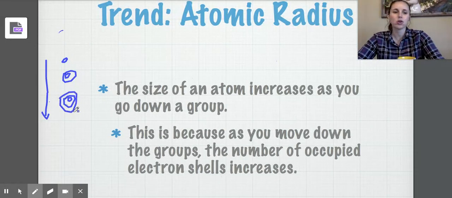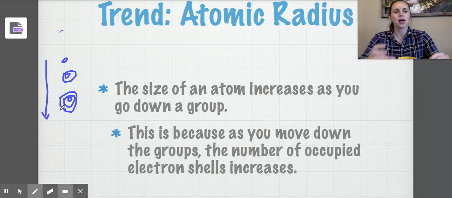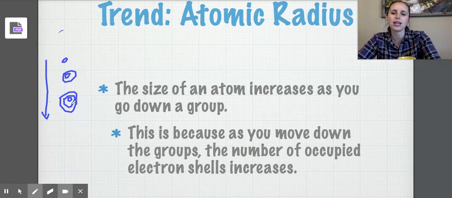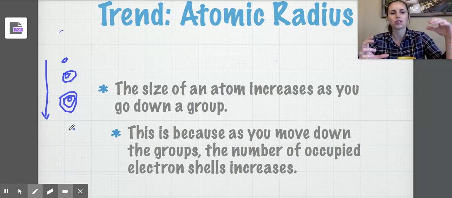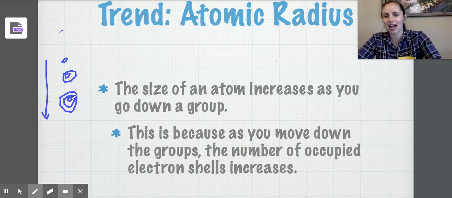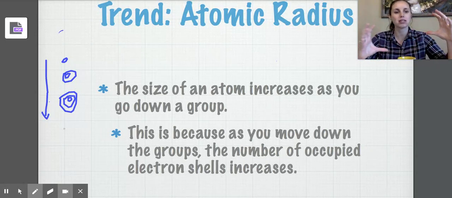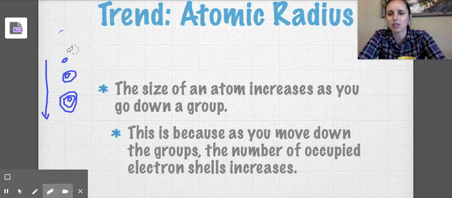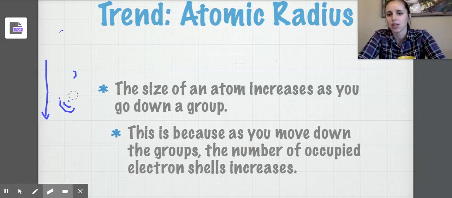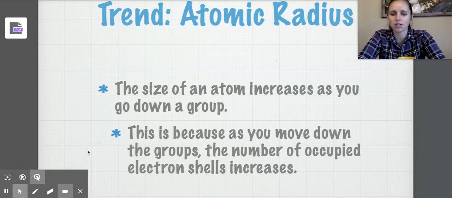There we go. So not only am I adding more energy levels, but those outside electrons are getting more loosely associated to that positive core. So these outside electrons here have the least amount of attraction to this positive core, so they're actually floating the furthest away. So as I go down a column, I'm actually going to see my atoms are going to get bigger and bigger and bigger because those outside electrons are going to have the least amount of attraction to that positive core. So we can now summarize atomic radius in terms of left to right. We can now summarize atomic radius in terms of up to down.